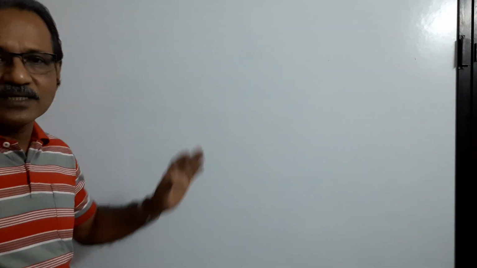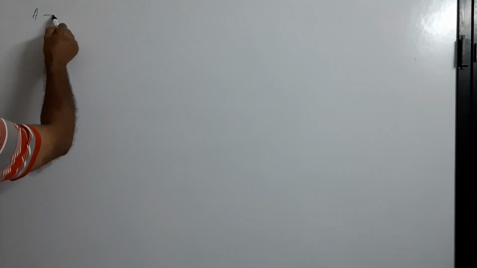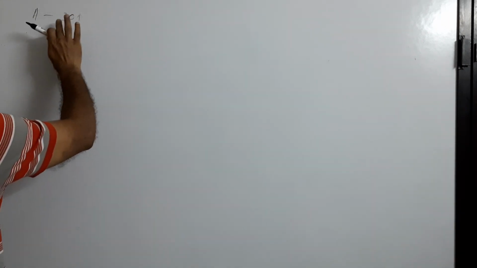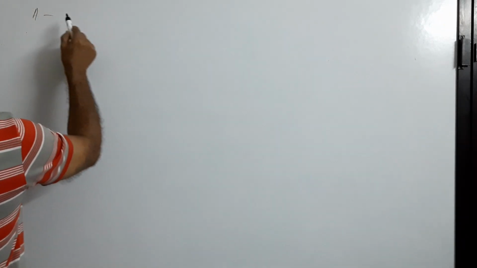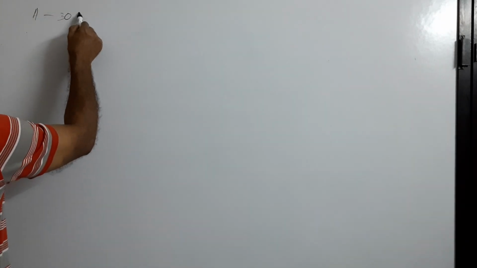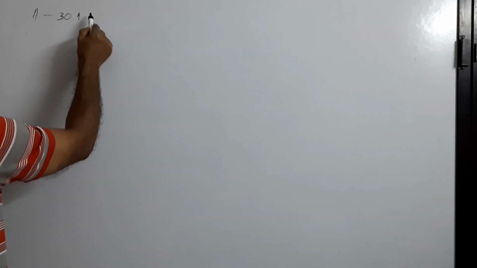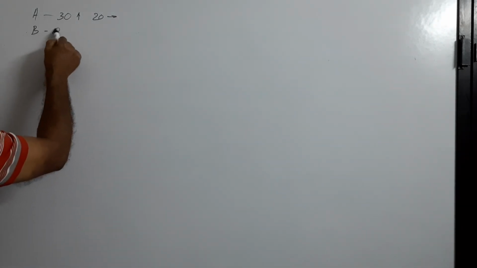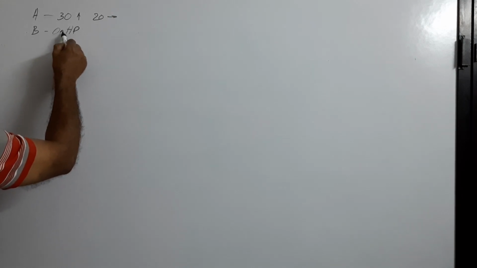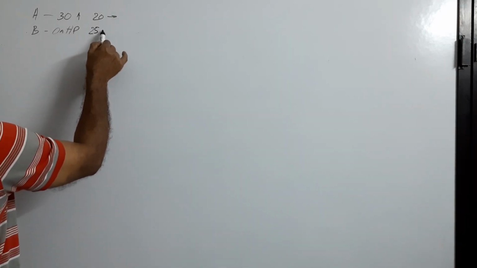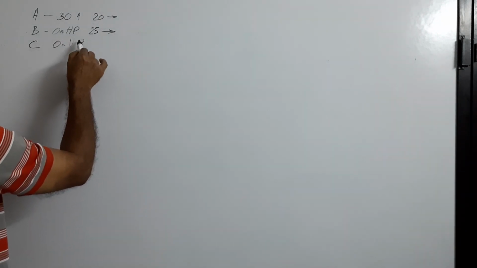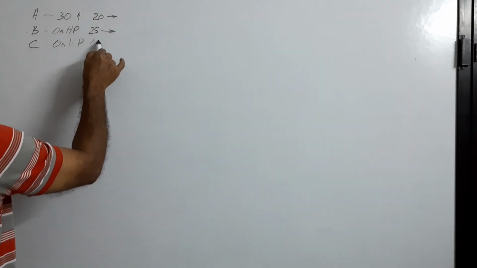I am going to write the question along with this. A is 30 mm above HP, B on HP, 25 mm in front of VP, C on VP, 40 mm.